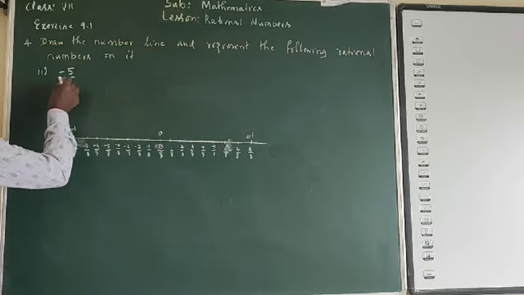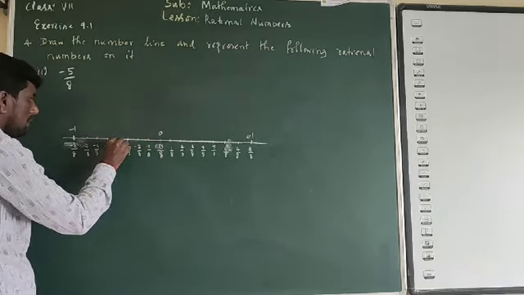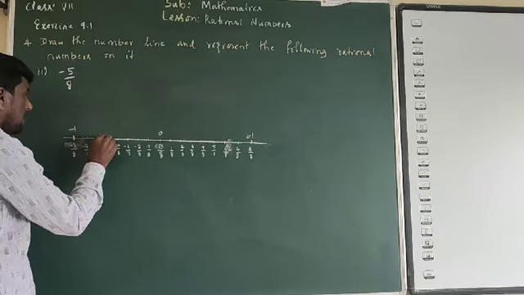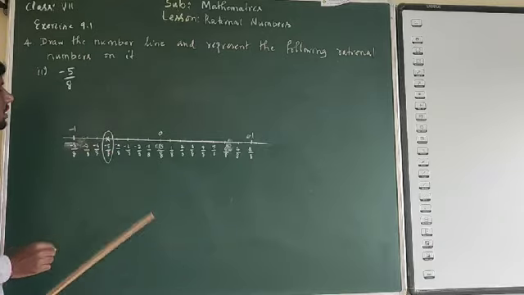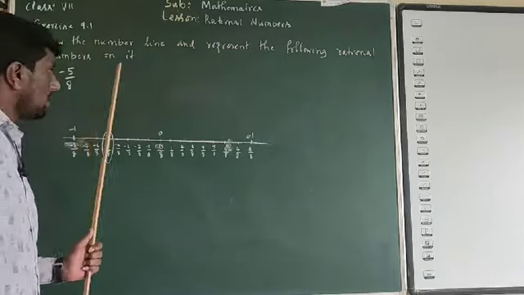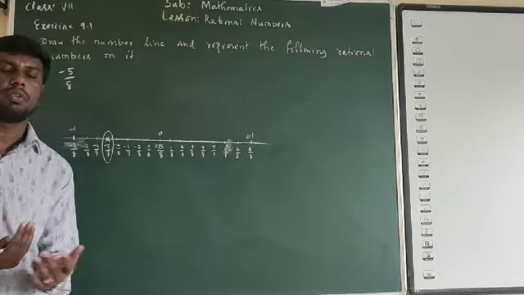Okay? So where is minus 5 by 8? Look at this. 1, minus 1 by 8, minus 2 by 8, minus 3 by 8, minus 4 by 8, minus 5 by 8. This is the point, this is the number. Okay? So it is very easy. Look at the denominator, divide it into those equal intervals.